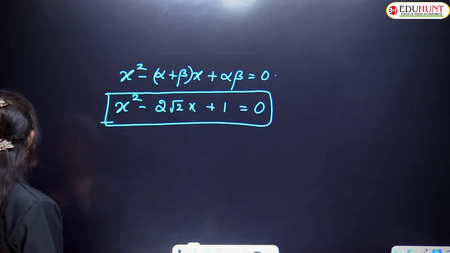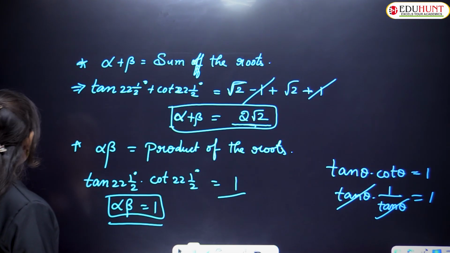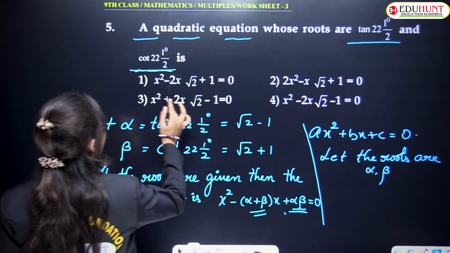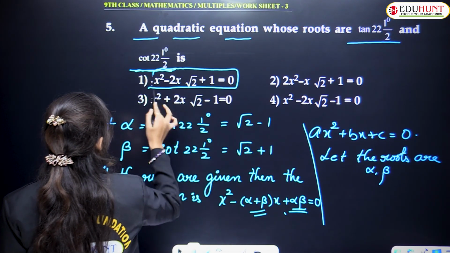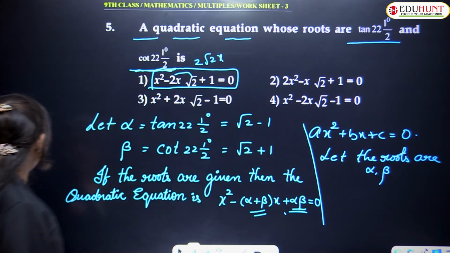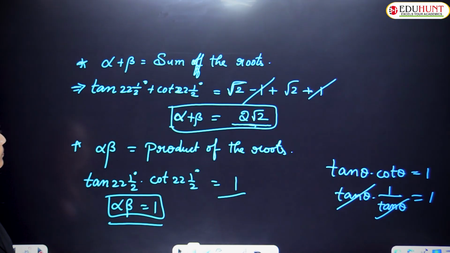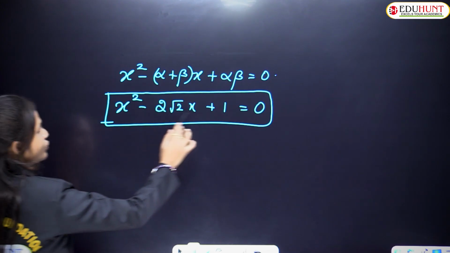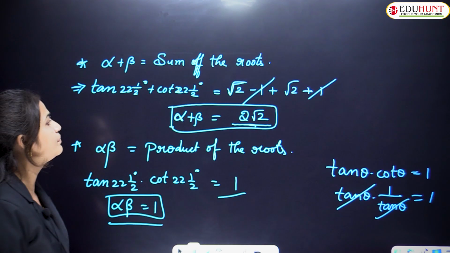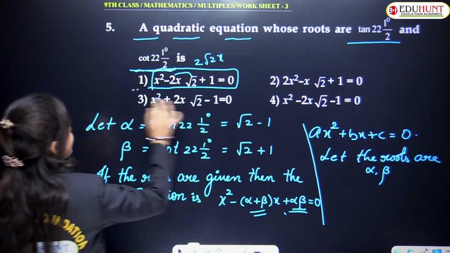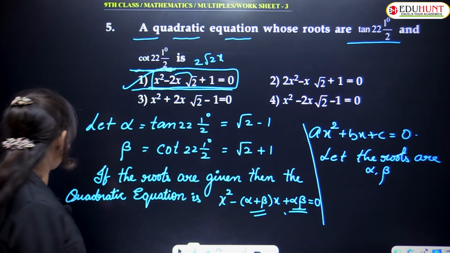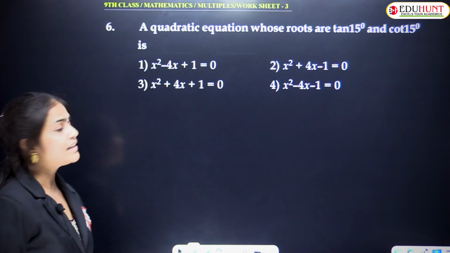Understand? Is this equation there in the options? See here: x square minus 2 root 2x plus 1 is equal to 0. This one is given as the option. So which option is correct here? Yes, option 1 is correct. Okay, so let's see the next question.